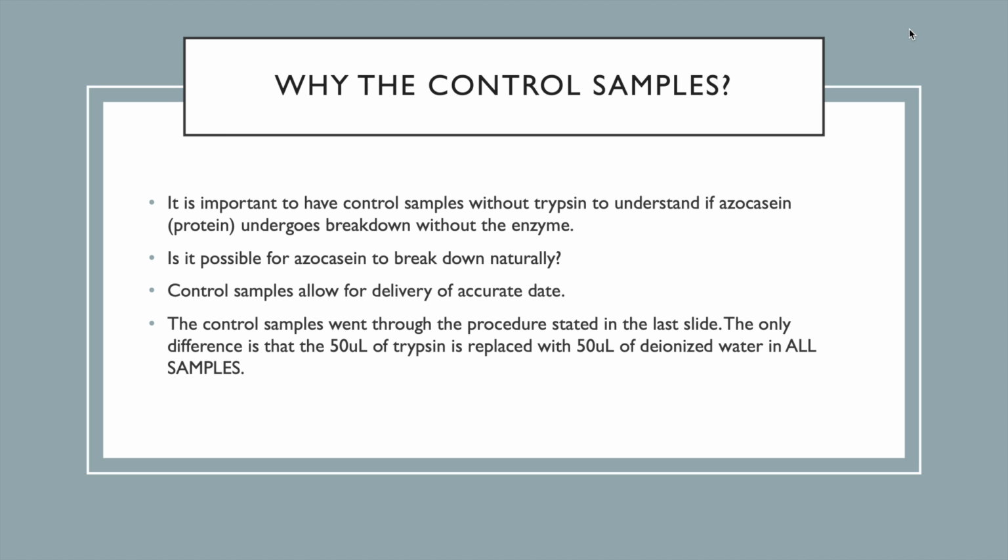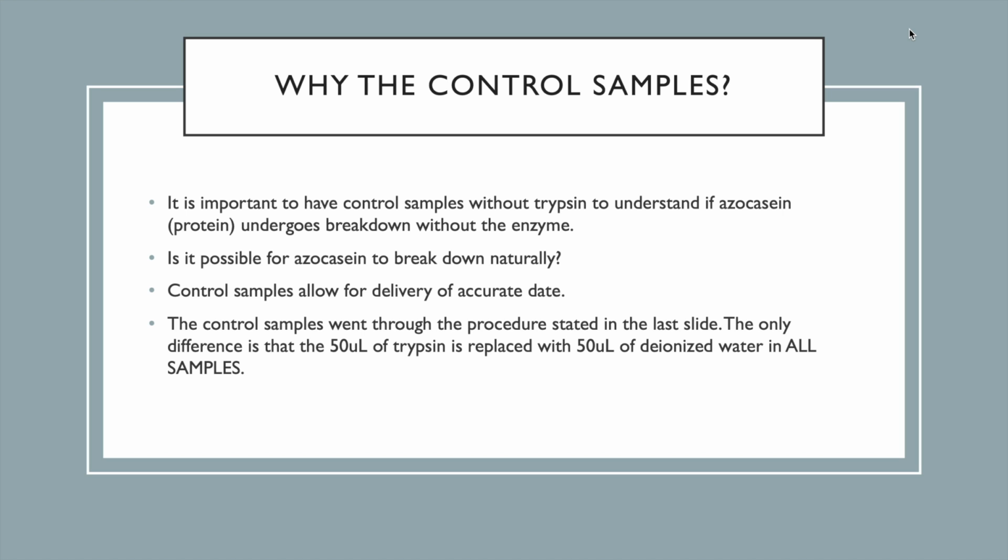It is important to have a control variable without the enzyme trypsin. Trypsin is an enzyme that breaks down dietary protein. In the case of this lab, the dietary protein will be azocasin. There are cases in which a protein will begin to break down without the assistance of an enzyme. It is critical to have a sample without trypsin because it shows the scientist if azocasin undergoes a breakdown without the presence of trypsin. It will allow the data to be more accurate because it will inform the scientist if the enzyme is the only factor in the breakdown of azocasin or not.